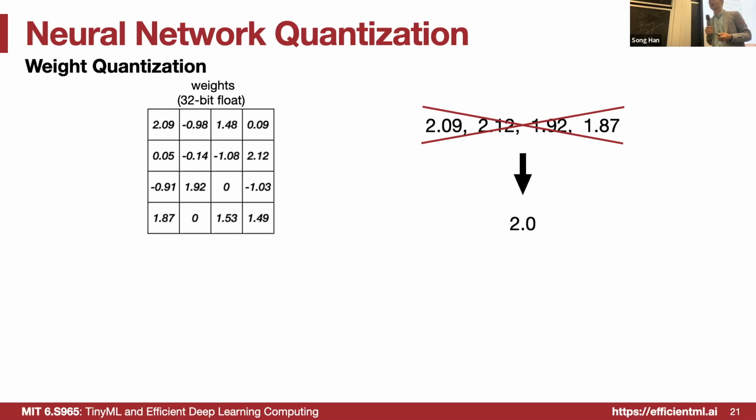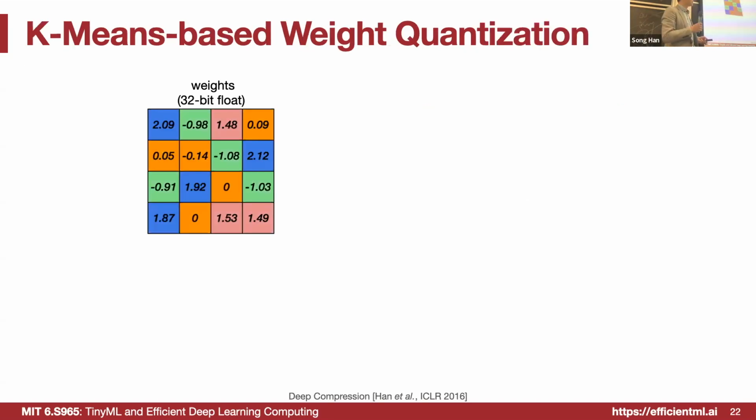What's the lowest anyone's ever really gone? Has anyone ever done something silly like 2 bits, 4 bits? Yeah, we'll talk about that in binary neural nets. Only +1, -1. Okay. Yeah, let's start a journey together.